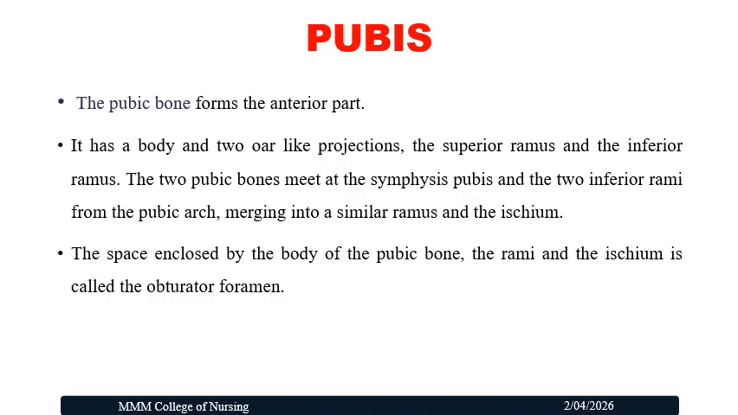The pubic bone forms the anterior part. It has a body and two oar-like projections, the superior rami and the inferior rami. The two pubic bones meet at the symphysis pubis, and the two inferior rami form the pubic arch, merging into a similar ramus and the ischium. The space enclosed by the body of the pubic bone, the rami and the ischium is called the obturator foramen.